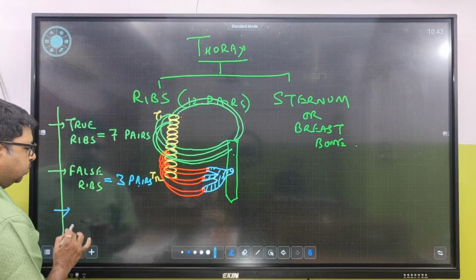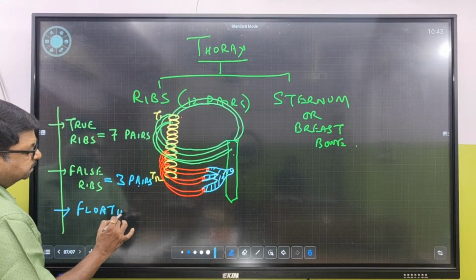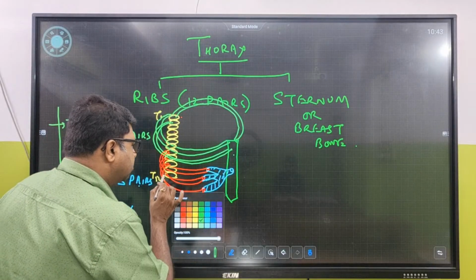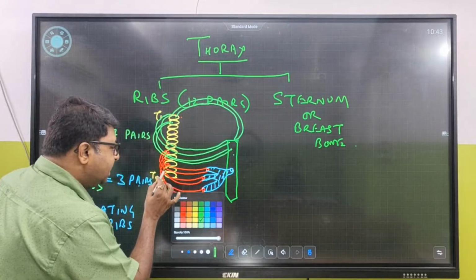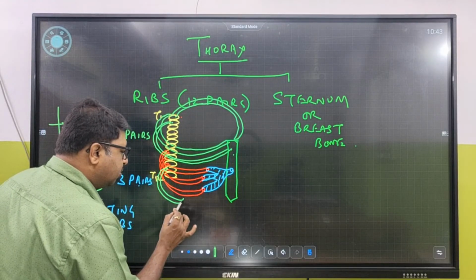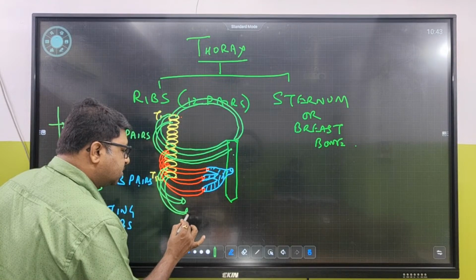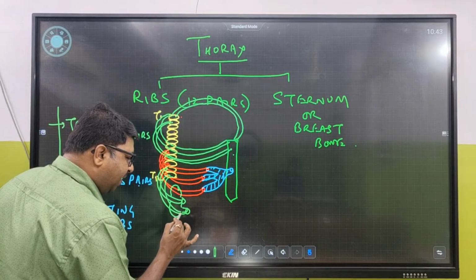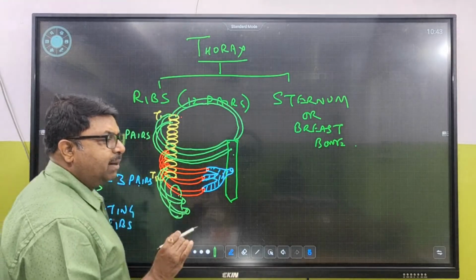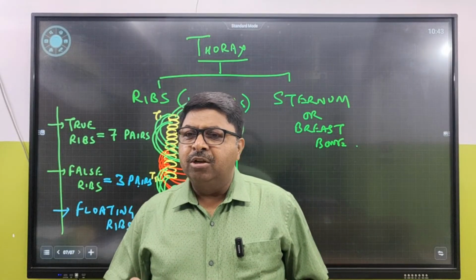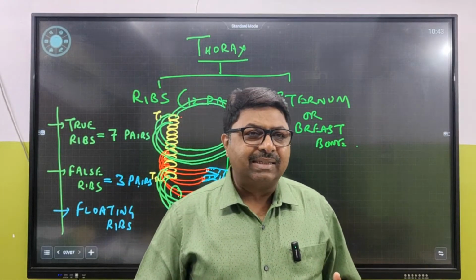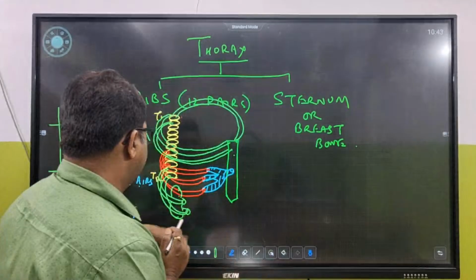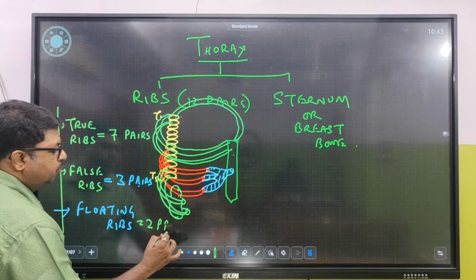Next, come down to the next one, which is called floating ribs. By the name itself, it suggests they start from T11 and T12, but they are never going to join. So they remain in a floating condition. The function of these bones is protective. What do they protect? They protect the kidneys. On both sides, the floating ribs protect the kidneys. So how many pairs? 2 pairs of floating ribs.